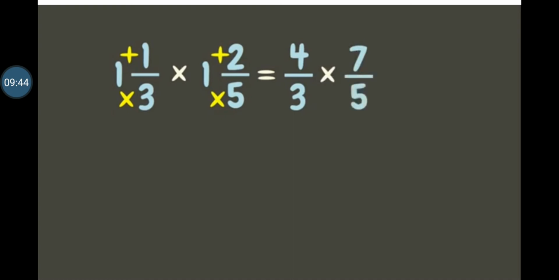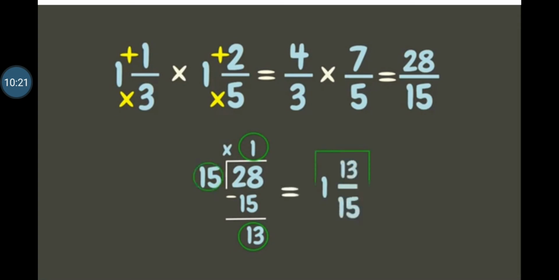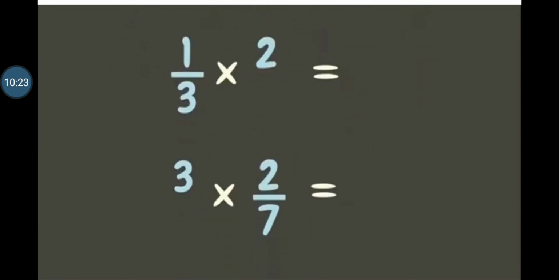Now multiply the numerator by the numerator and multiply the denominator by the denominator. It will be 28 upon 15. Now to change this fraction to the mixed fraction, we have to divide it. So 28 divided by 15 is 15 times 1 is 15. And we get the remainder as 13. So, how to write our answer? 1 will be the whole number, 13 will be the numerator, and 15 will be the denominator.